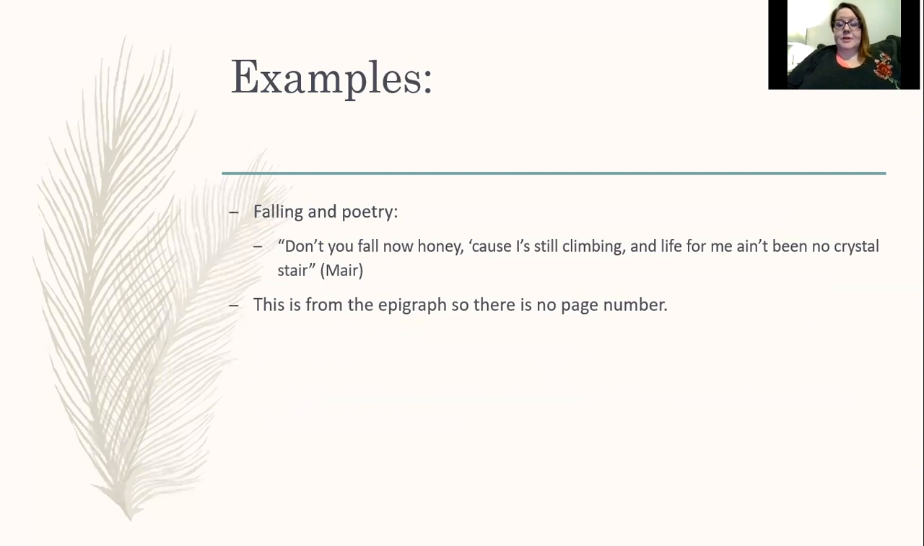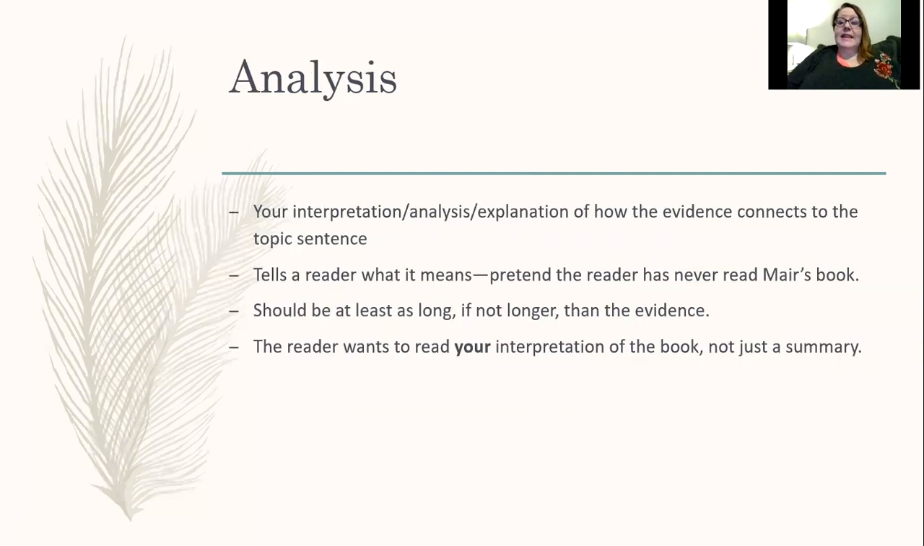But that's all you do for the example. The example is just where you bring in that material from the text. And then you have analysis, or the A. This is when you are interpreting, analyzing, or explaining how the evidence connects to your topic sentence. Remember, you're pretending like your reader has never read the book, or even if they have, they may be experiencing the book in a different way. We all bring our own experiences to a text, our own expertise, our own outside interests. So we all read it in a slightly different way. Your job here is to explain to the reader how you're reading it, how you're interpreting and analyzing the book.